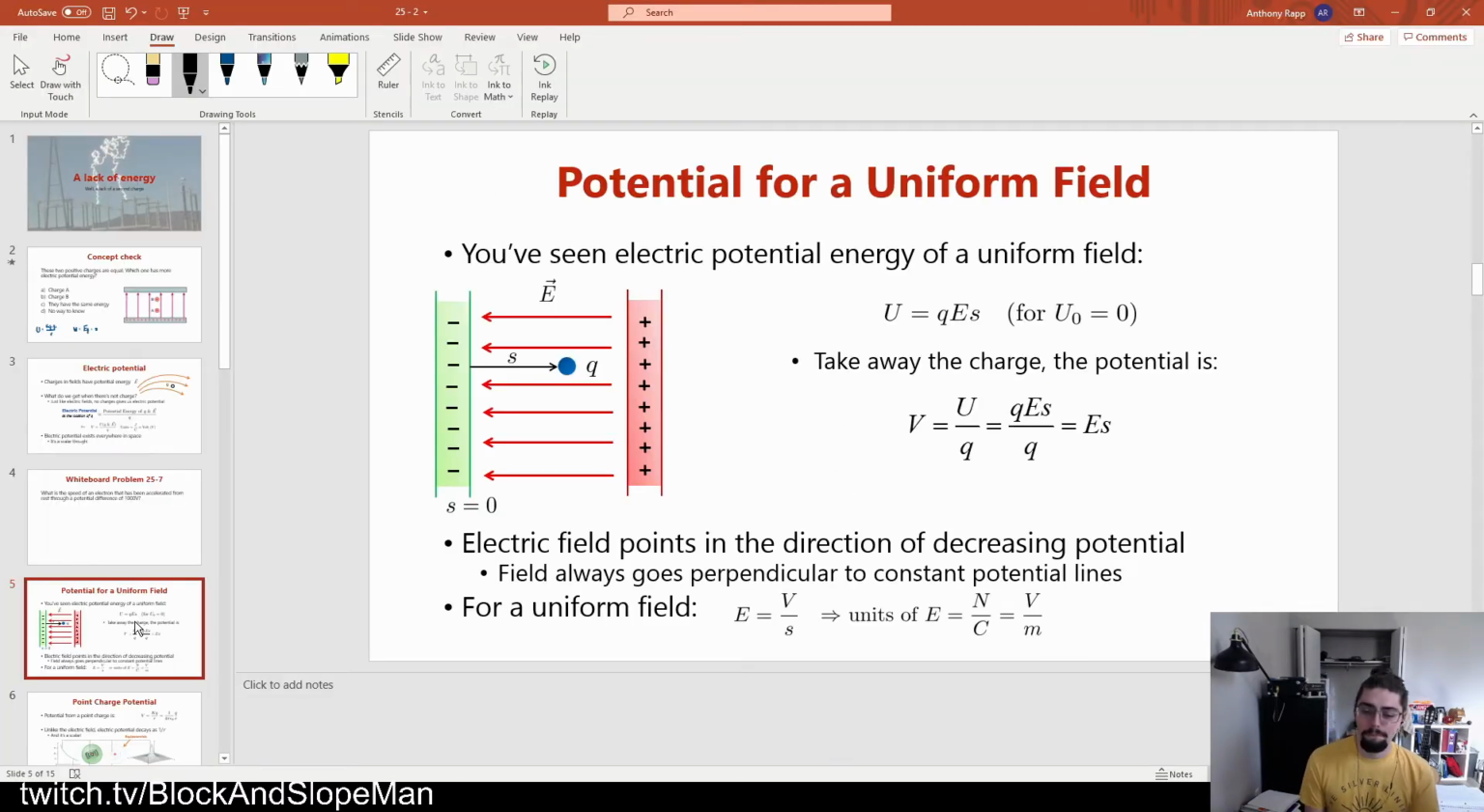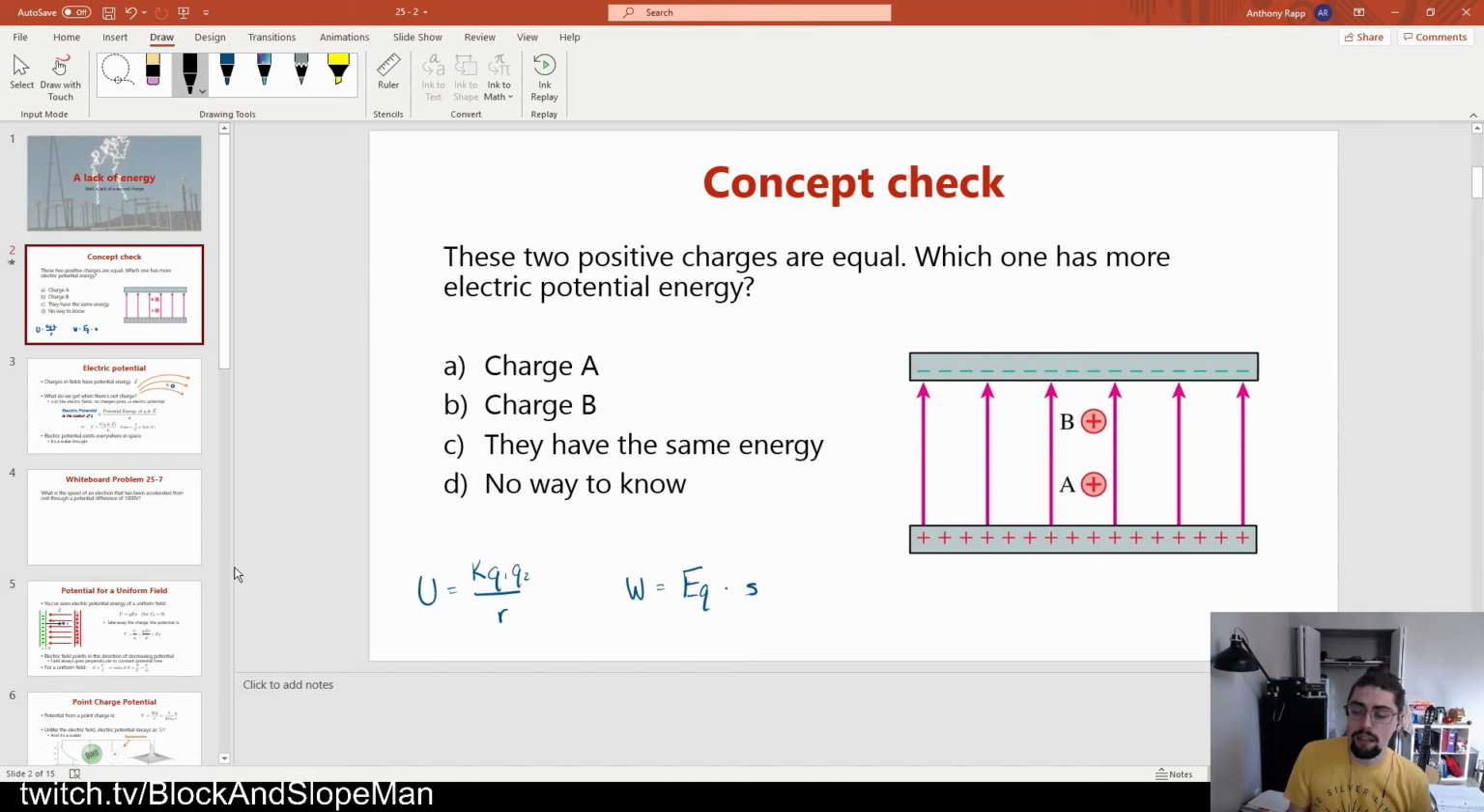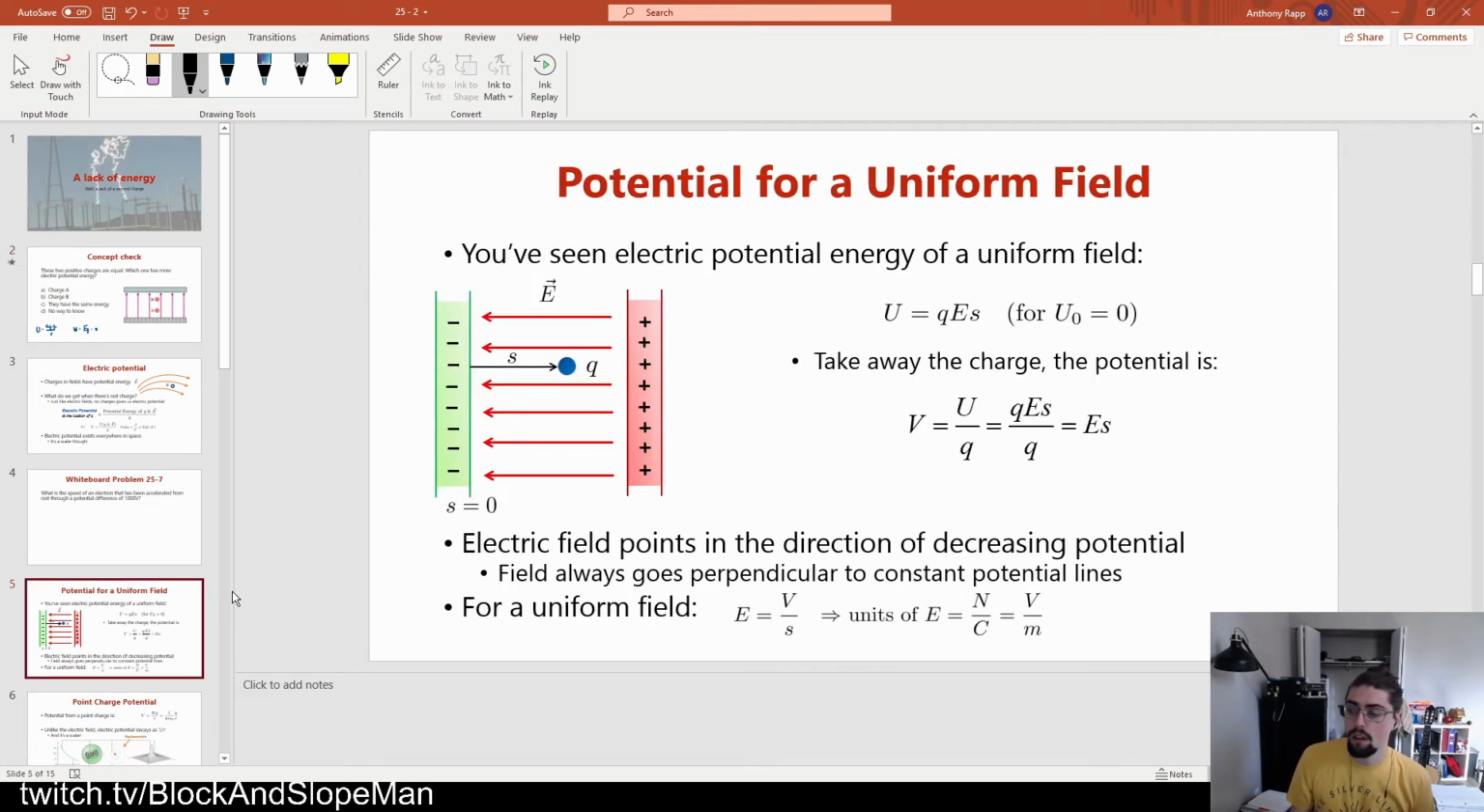So, kind of just what we saw. The potential in a uniform field is probably one of the easiest cases that we can find to describe it, right? We saw last time, and in the problem from before, the work is E times Q times S. Here's what we've got for that potential. If we were to divide by the charge Q, we're left with just ES, right? That's all we've really got left.